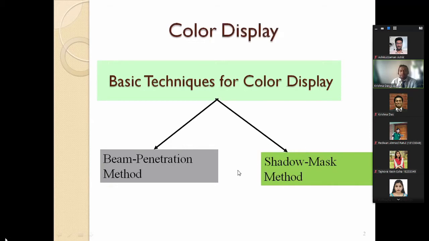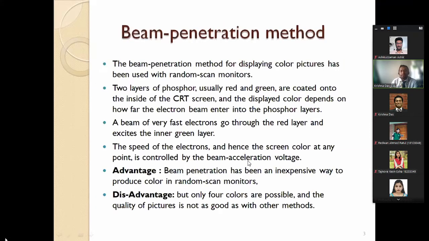But the shadow mask is that metal disc that we have, which falls on the specific pixels with a combination of red, green, and blue. The delta shadow mask, if you can remember, is used for the raster graphics. Now, in the beam penetration method, this is just a quick recap that we are doing here. It is for displaying the color picture. It has been used with random scan monitors, as you can see, the vector scan monitors.